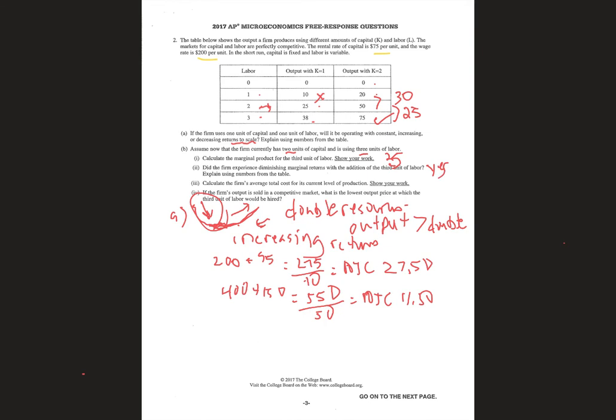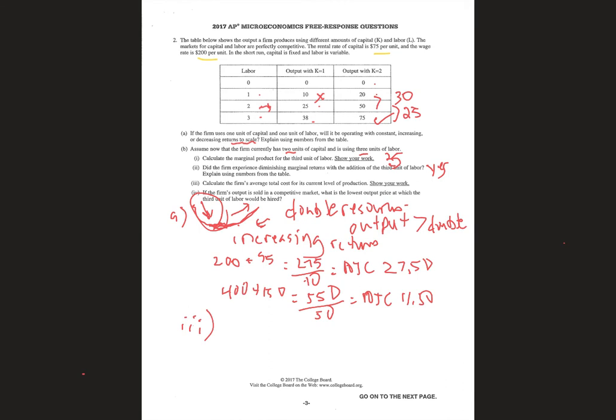The 3rd worker adds 25 units. The 2nd worker had added 30. This is clearly diminishing marginal returns because 25 is less than 30. Calculate the firm's average total cost for the current level of production and show your work. So let's do this down here.